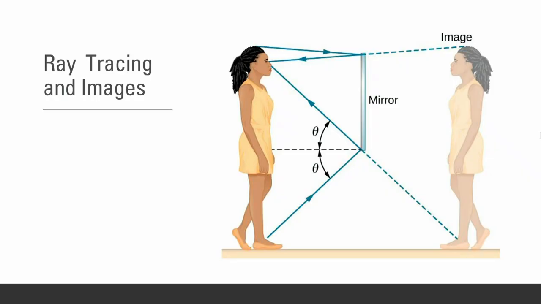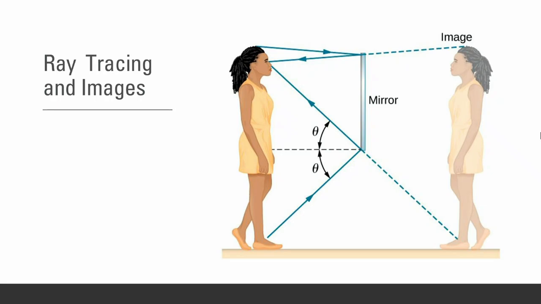And so you can play the same game with a ray coming from her foot. The light coming from her foot is going to hit the bottom of the mirror and then get reflected into her eye. And then again, we trace that backwards, and so she would see her foot behind the mirror somewhere at this angle.